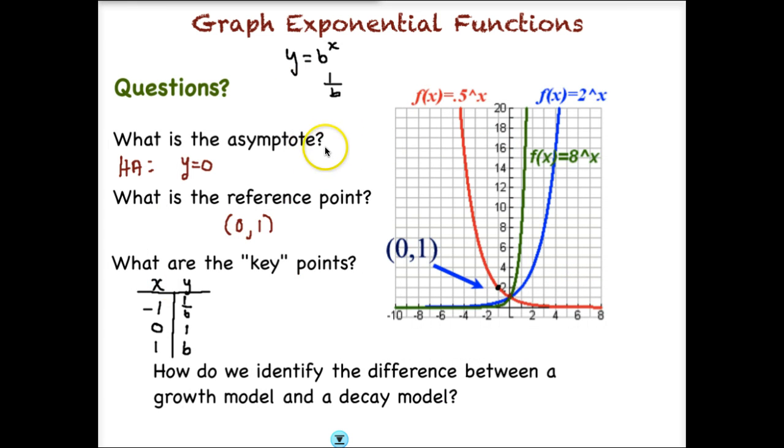And this concludes our lesson on graphing exponential functions. So at this point, you should be able to graph an exponential function using these key points. You should be able to identify the reference point in each of the key points, and then also identify the horizontal asymptote as y equals k. Finally, identify the difference between the growth and decay models.